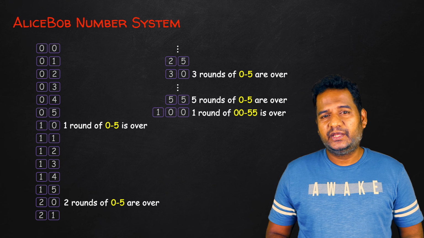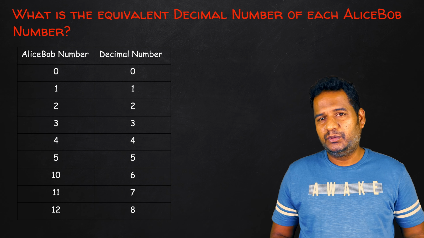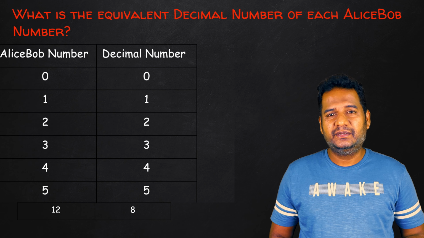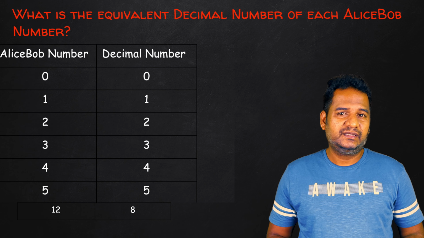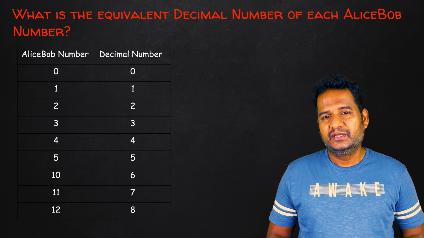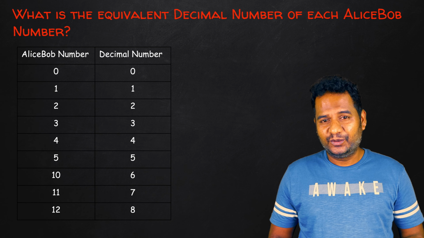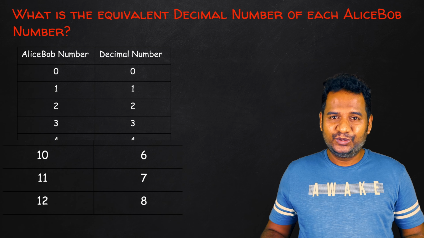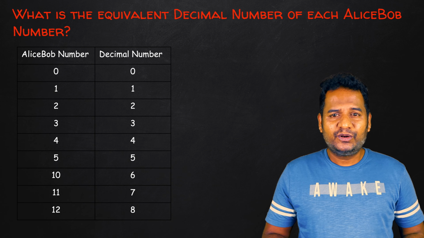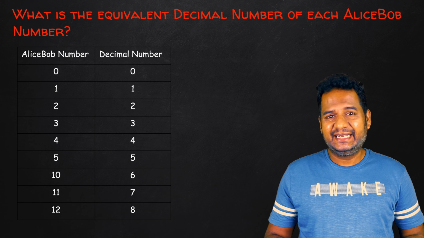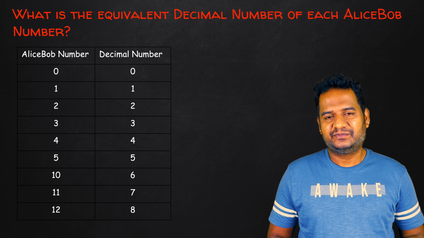So let's look at the equivalent decimal numbers of some of the Alice Bob numbers. The first 6 numbers, that is 0 to 5, are the same in both number systems. The difference will start when we need to denote a number greater than 5, as shown in this table, because we don't have symbols 6, 7 and 8 in the Alice Bob system.